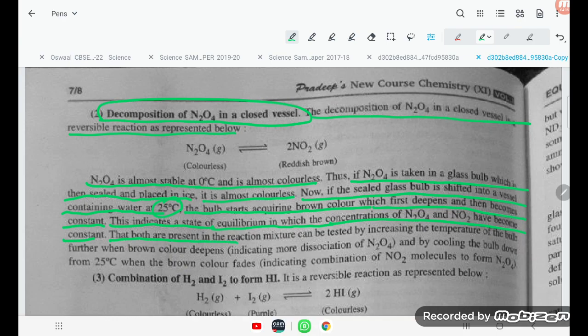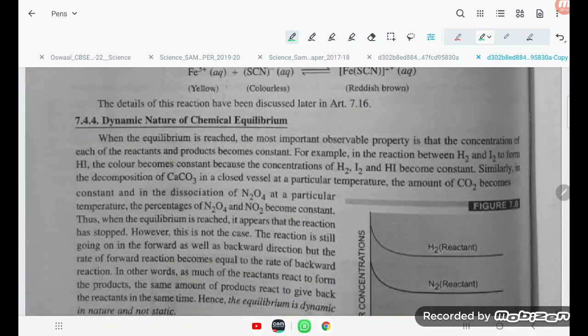That both are present in the reaction mixture can be tested by increasing the temperature of the bulb further, when the brown color deepens, indicating more dissociation of N2O4, and by cooling the bulb down from 25 degrees Celsius, when the brown color fades, indicating combination of NO2 molecules to form N2O4. So N2O4 is colorless and NO2 is reddish brown. After a certain time the brown color stops changing, showing that equilibrium is established, student.